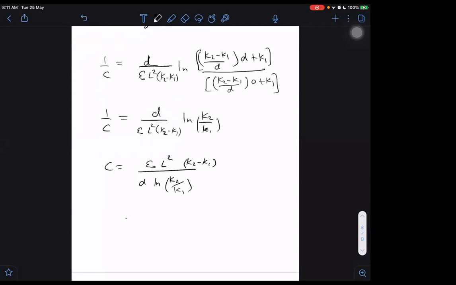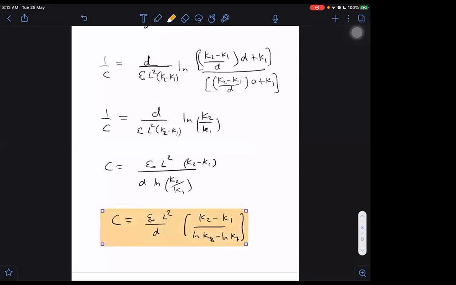If you want to make it look more symmetric, then I can write it as epsilon naught L square by d, which is the normal capacitance formula. But what difference does it make here? It makes a difference like this: K2 minus K1 upon ln K2 minus ln K1. Just to make it look more symmetric, we will write it in this way. This is the capacitance. The normal formula is epsilon naught L square by d, and here it is multiplied by K2 minus K1 upon ln K2 minus ln K1.